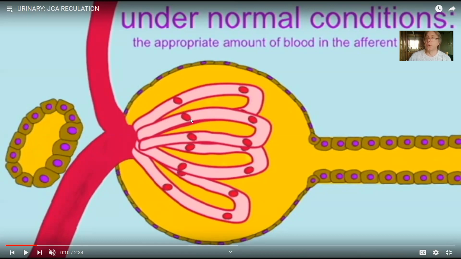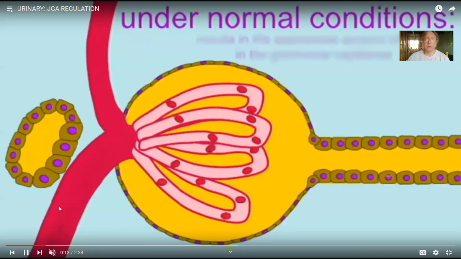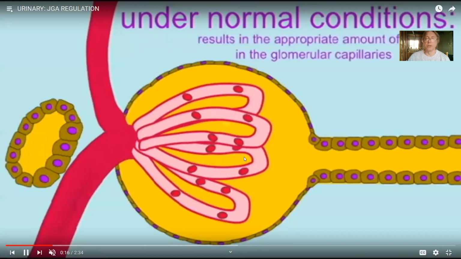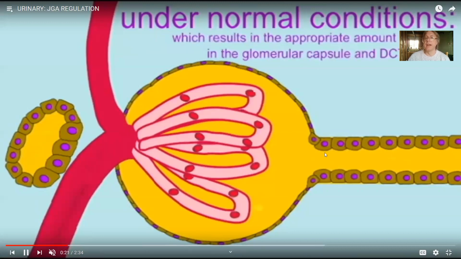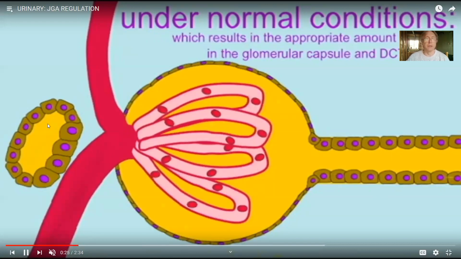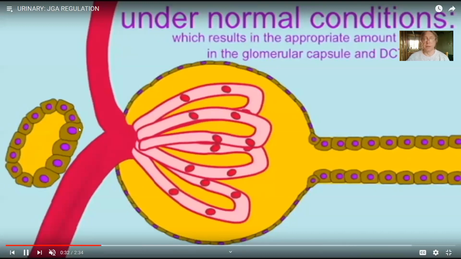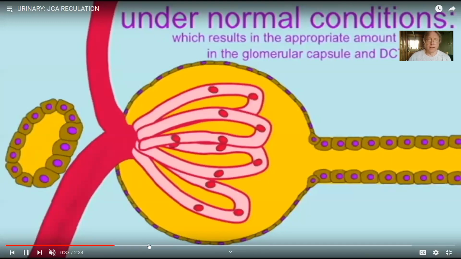First, there is what's known as autoregulation, in that the nephron will regulate itself. So let's start off with normal conditions. Under normal conditions, there's a normal amount of blood in this afferent arteriole. That produces a normal amount of pressure in the glomerular capillaries. This makes a normal amount of filtrate that then ultimately becomes urine. And then here there is a normal amount of potential urine passing through the DCT, which is being measured by the macula densa here. So that is under normal conditions.